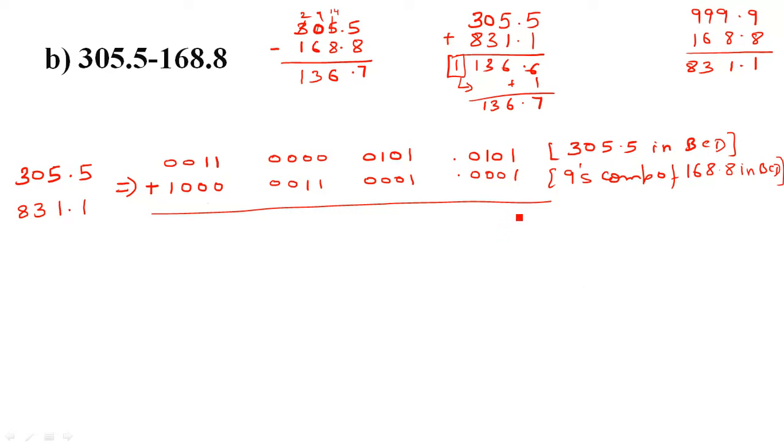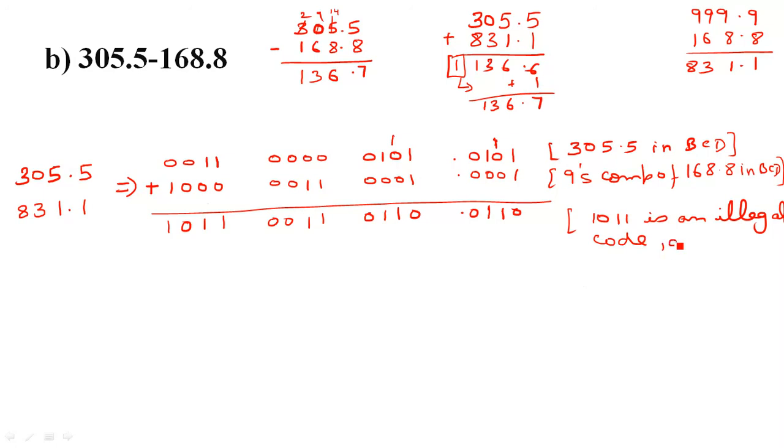So 1 plus 1 is 0, carry 1. So this will be 1, 1 plus 0 is 1 and 0. 1 plus 1 is 0, carry 1. So here 1, 1, 0. 0 plus 1 is 1, 0 plus 1 is 1, 0 and 0. This is 1, 1, 0, 1. So as we can see, 1011 is an illegal code because it is greater than 9.